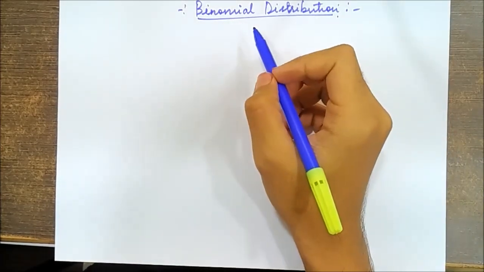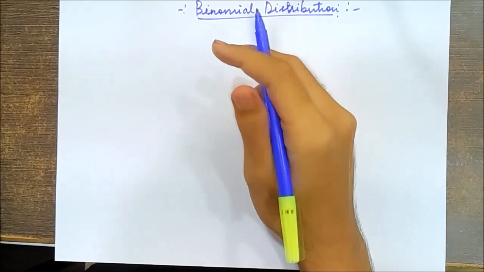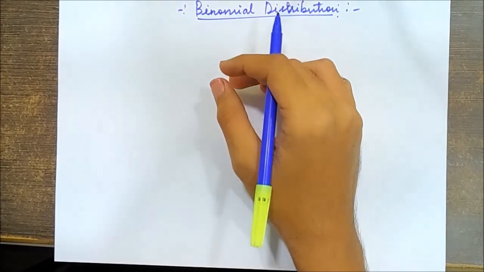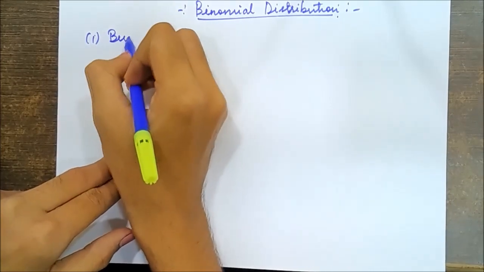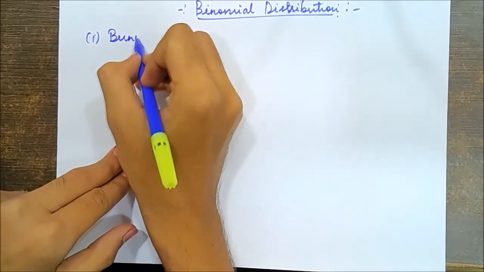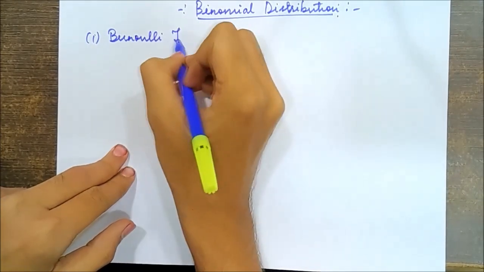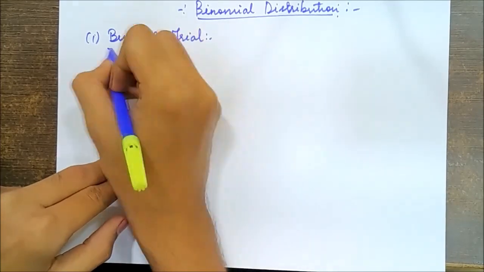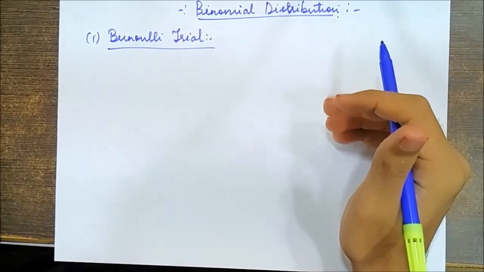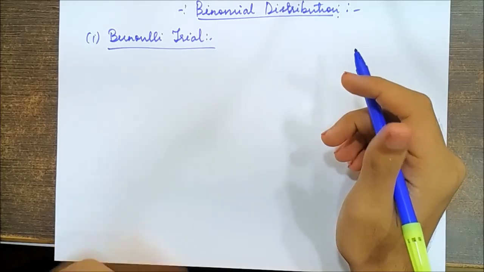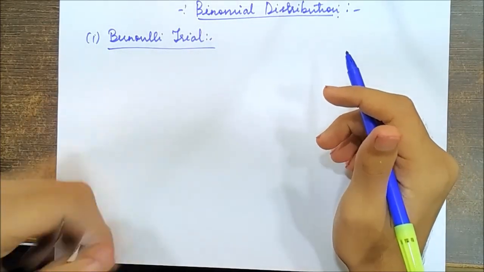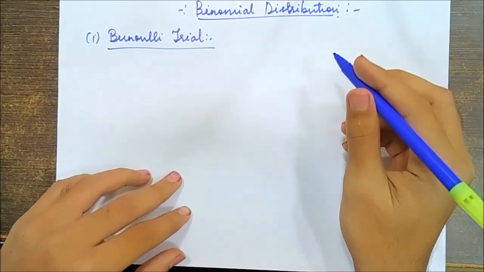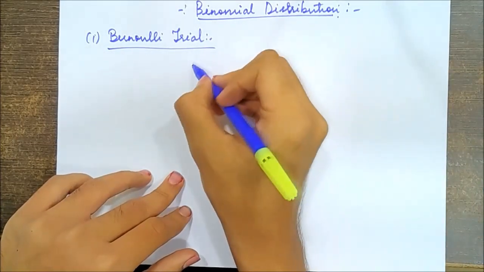Binomial distribution. Before going to the concept of binomial distribution, we'll first see what a Bernoulli trial is. A repetition of an experiment is called a trial. An experiment is basically something that we do, an event.